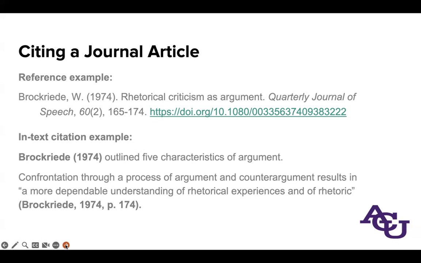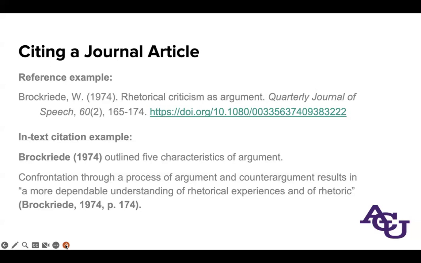And once again, because we've written out the reference, we know how to cite in text with the author and the date. This time I mixed it up a little bit. For the paraphrase, I named the author in my sentence and I put the year in parentheses after their name. I don't need any other information for this citation because it's a paraphrase. Brock Reed (1974) outlined 5 characteristics of argument.